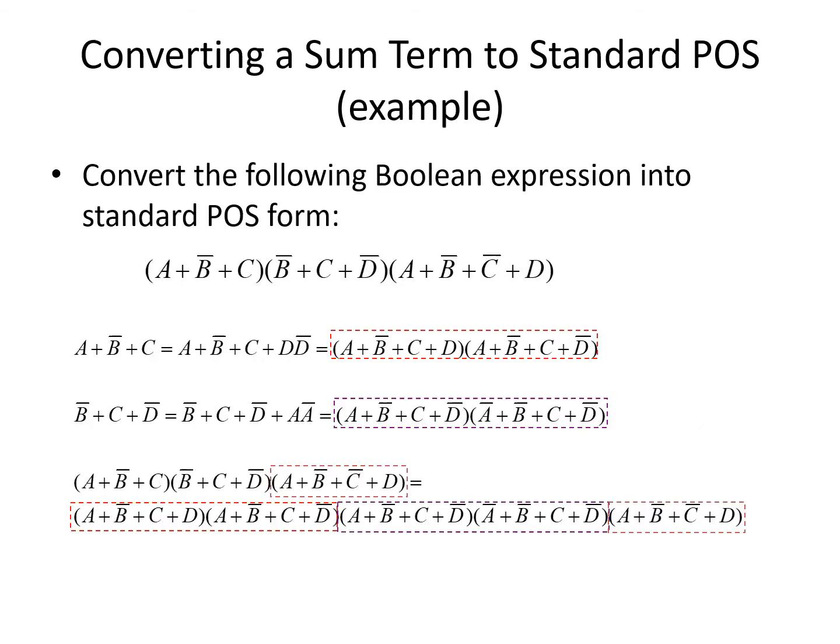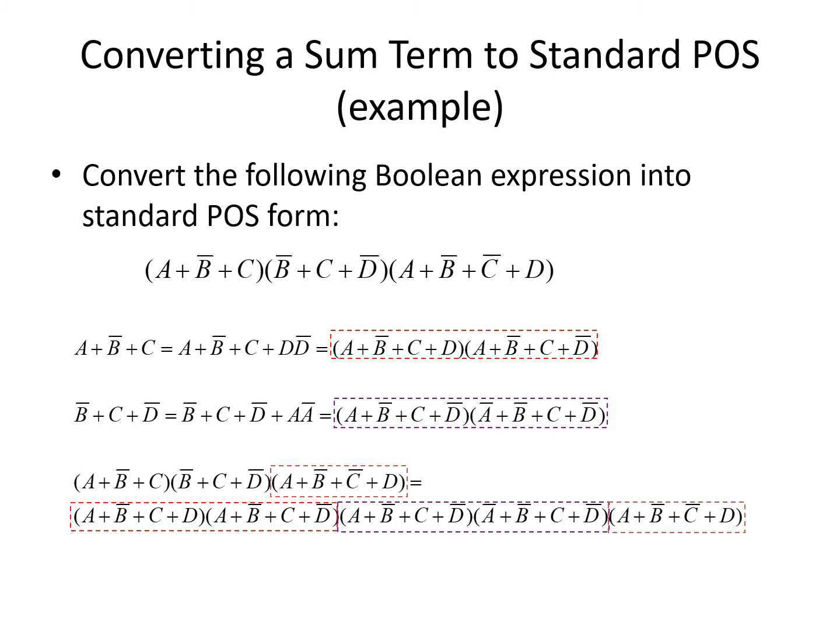So, for converting a sum term to standard product of sum, this is an example shown. We could see the first term is A plus B bar plus C. The missing variable is D. So wherever D comes, we take it as D bar, and D bar is actually 0. The expression remains the same when you have A plus 0. That is why A plus B bar plus C is equal to A plus B bar plus C plus D bar. Now this expression can be rewritten as, in the square box, you could see those two terms.